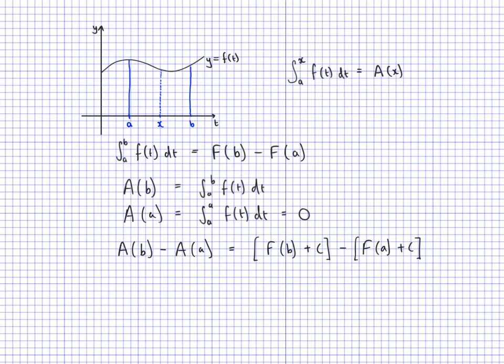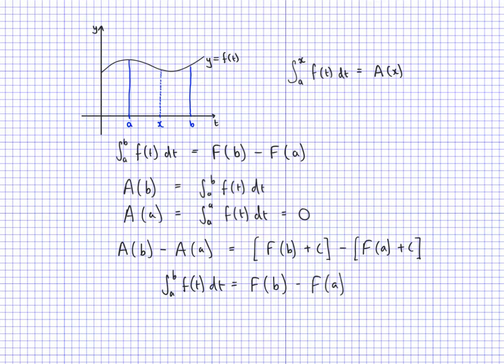And then I can see what happens here is these c's will cancel out because I'm subtracting them, and I'll be left with F of b take away F of a. So this is actually equal to F of b take away F of a. And also, I've already said that this area function evaluated at b gives me this, and the area function evaluated at a gives me zero. So when I did this subtraction, I get this take away zero. So if I'm doing this take away zero, then this is the value that goes here. So I can say that this is the definite integral from a to b, f of t dt. And that is what we wanted to show. And we've done that here.